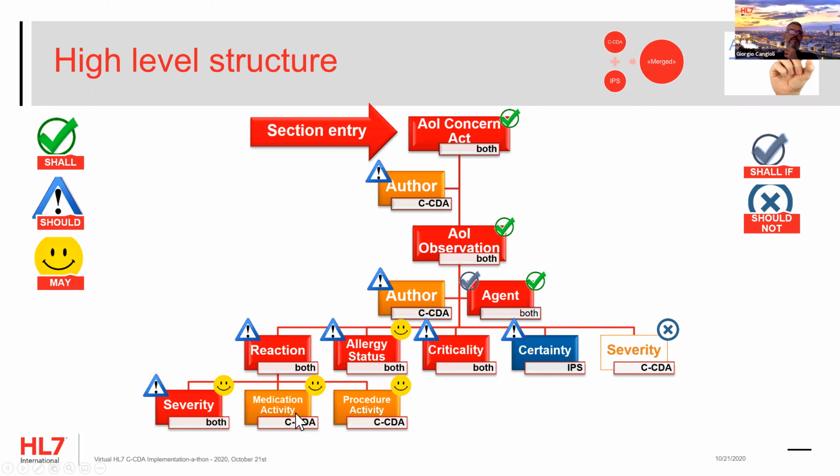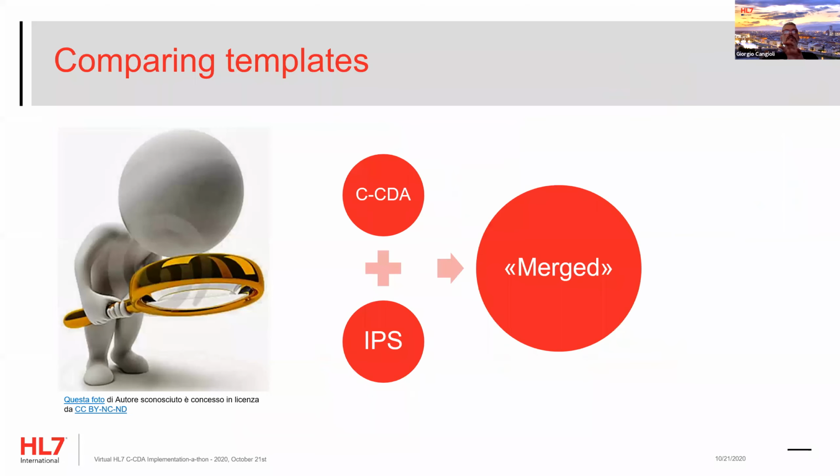In addition, the C-CDA in the reaction include medication activity and a procedure activity that is not explicit in the IPS, but this is still a consequence of the fact that the reaction is used not only for the allergy, but also in other contexts. And so it's reasonable that you have also this other information that are not present in the IPS. So this is a high-level overview of the templates.